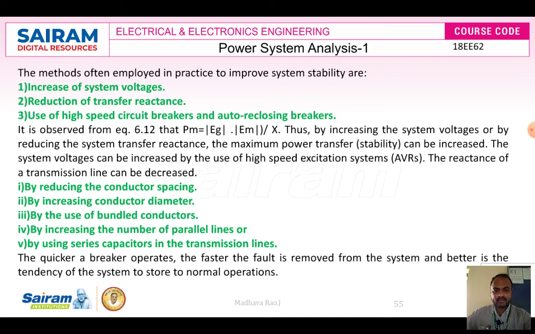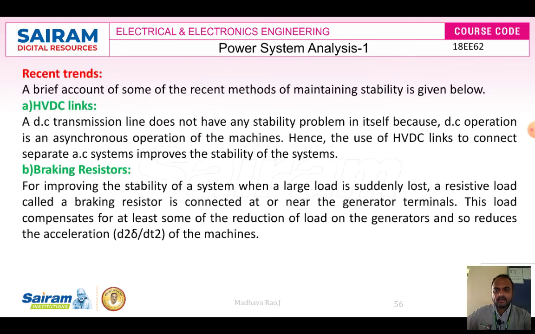transient stability. And the recent trends, what we are following to improve the stability: we have two methods, HVDC links and braking resistors. So these are the methods we will follow to improve the stability of the system. A brief account of some of the recent methods of maintaining the stability is given below.